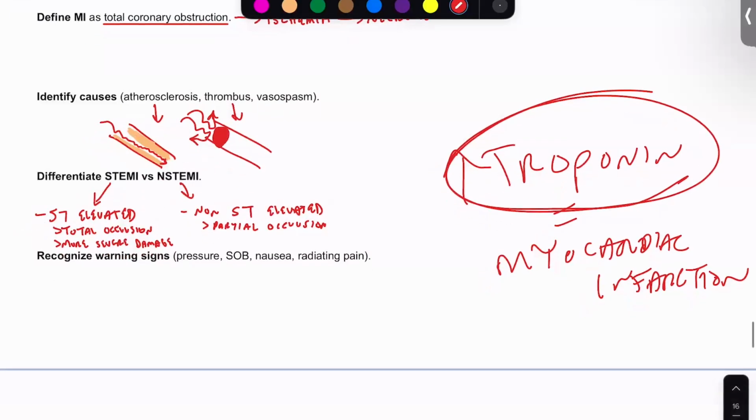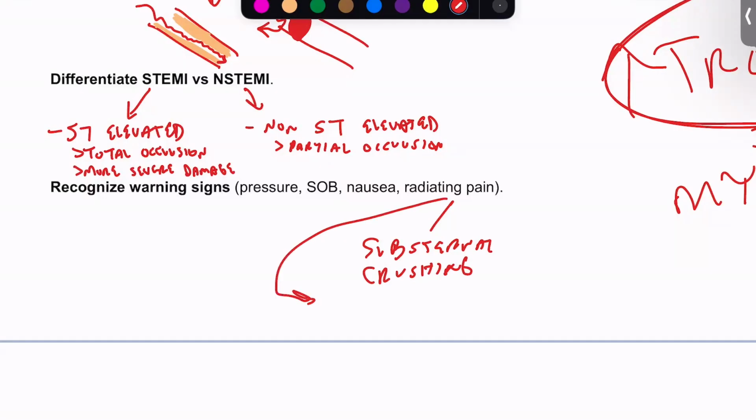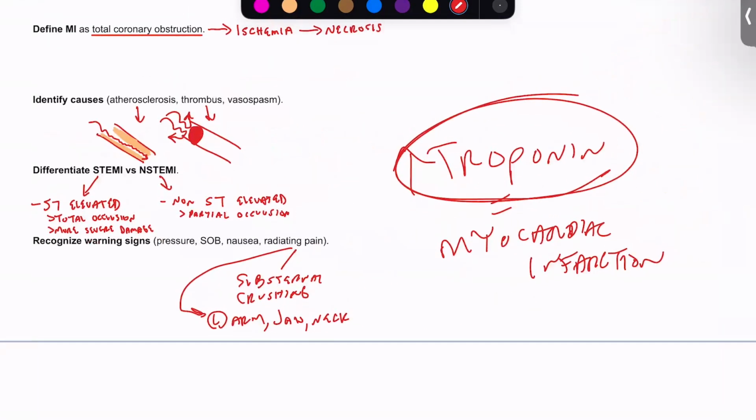And so the warning signs of a myocardial infarction: chest pressure, or any kind of heaviness or burning, shortness of breath, nausea, weakness or fatigue, radiating pain. The pain, interestingly enough, is usually substernal. It's usually described as a crushing pain, but from the radiating pain, you can get pain in your left arm. Sometimes people have it in their left jaw, or even in their neck area. Any of those can be signs of myocardial infarction.